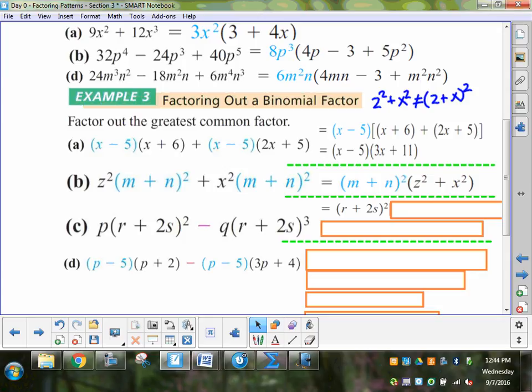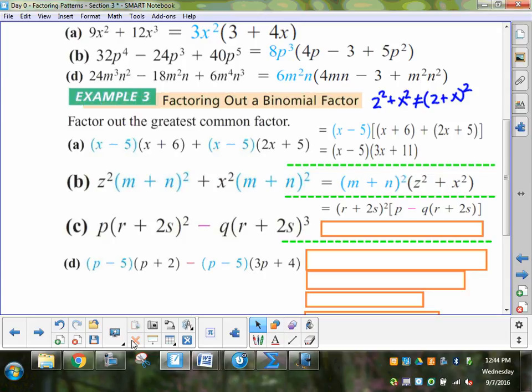Q minus Q quantity R plus 2S. R plus 2s, did you say? Okay. On the left half, when I take out an r plus s squared, all I have is the p. Then I keep the minus sign. On the right-hand side, I've got a q, and then I've got an r plus 2s because there were 3 of them there. I took out 2. I still have 1 left.